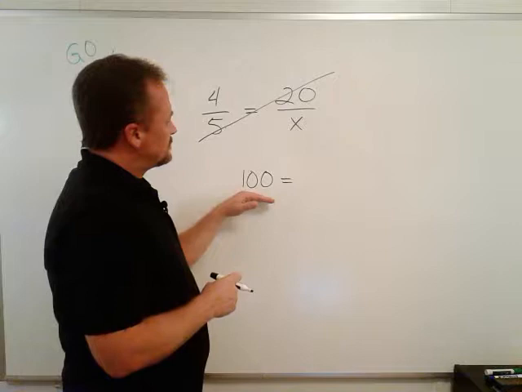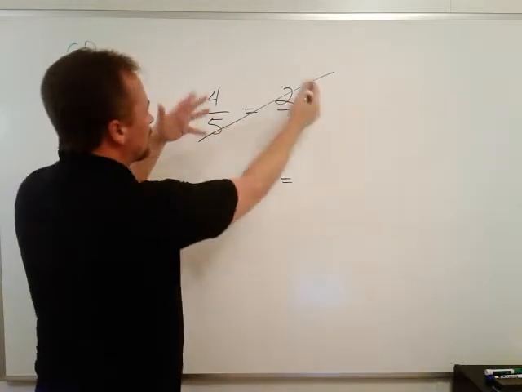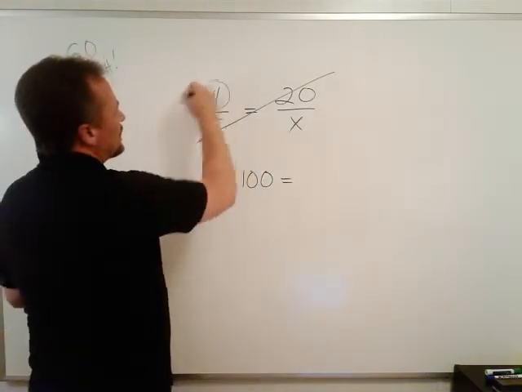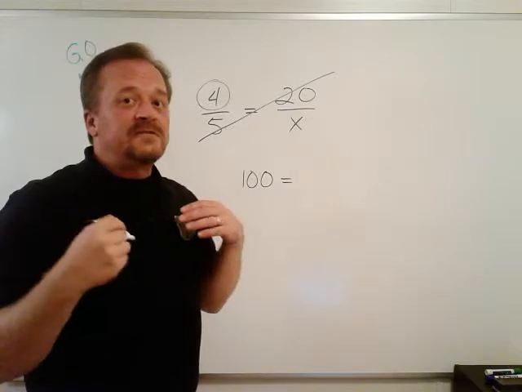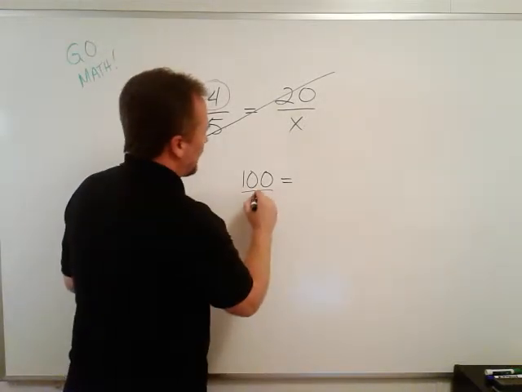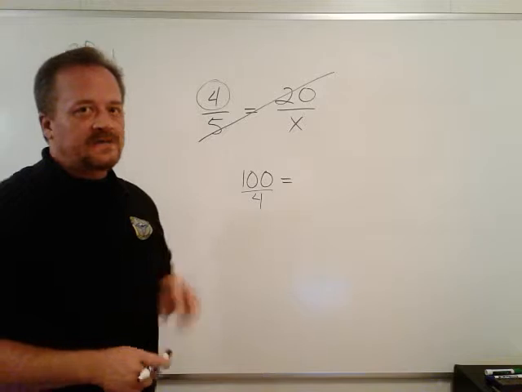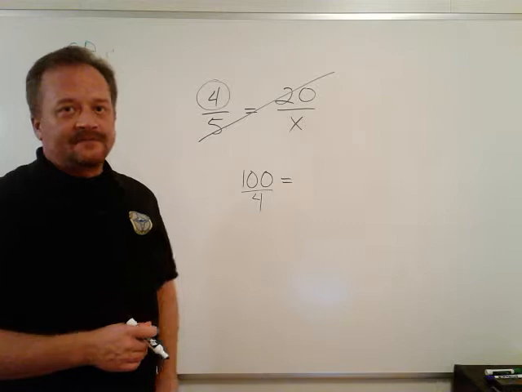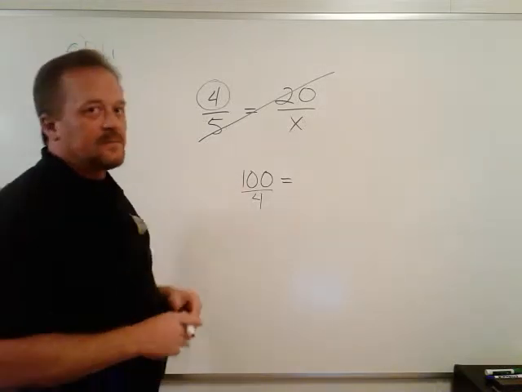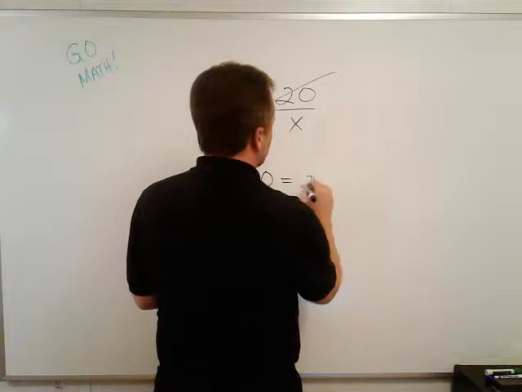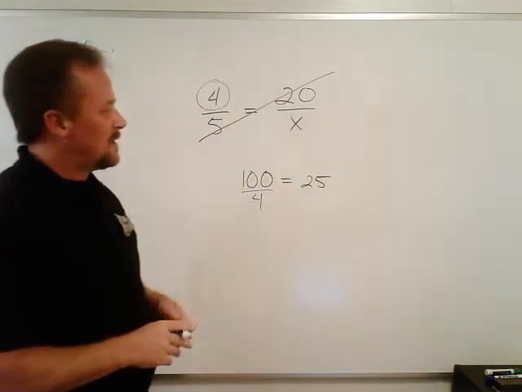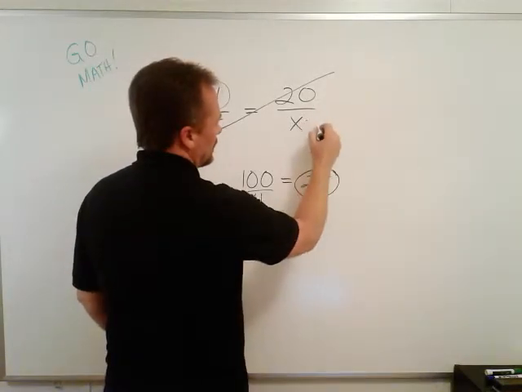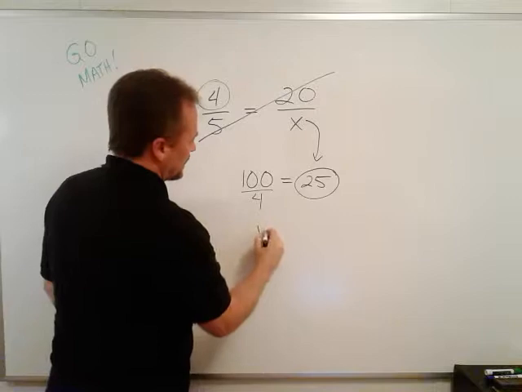I have 100. Now step 2 is to look at any numbers you have left. X doesn't count because I can't really calculate with that. So here's the number that I have left over, and I'm going to divide by that number. That's step 2, okay? And then just calculate the answer. 100 divided by 4 is 25. So by doing these calculations right here, I have just found the value of x. X is 25.